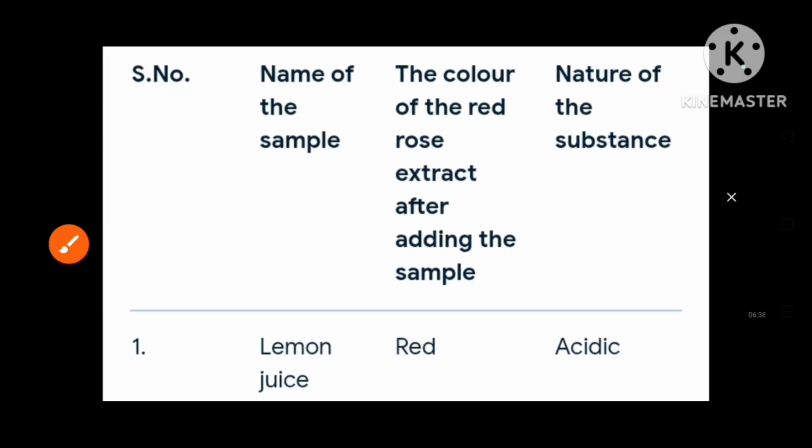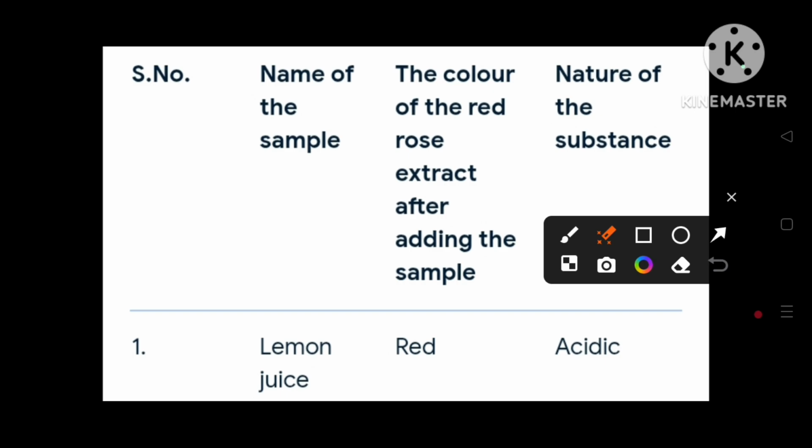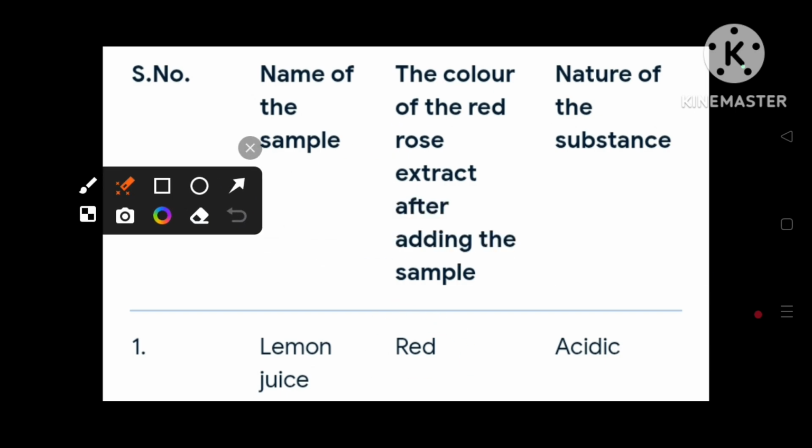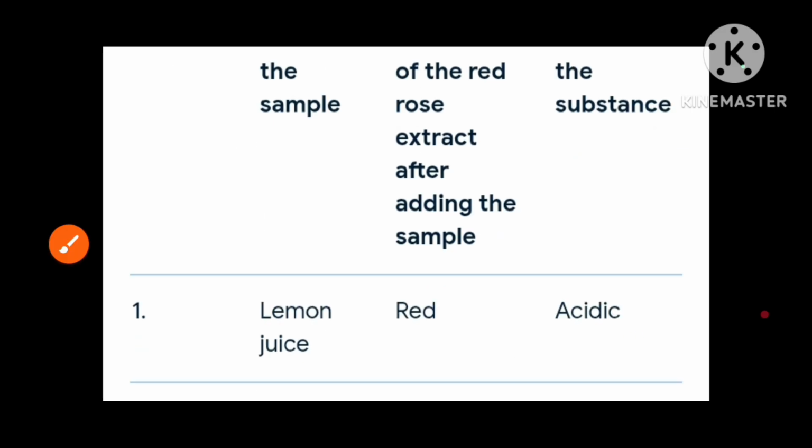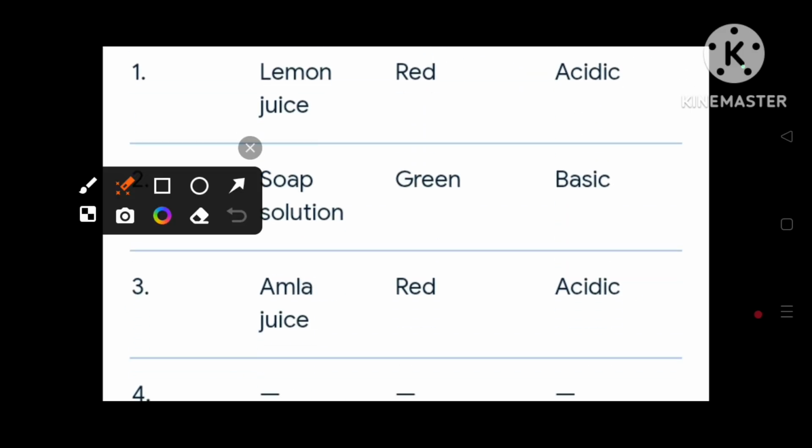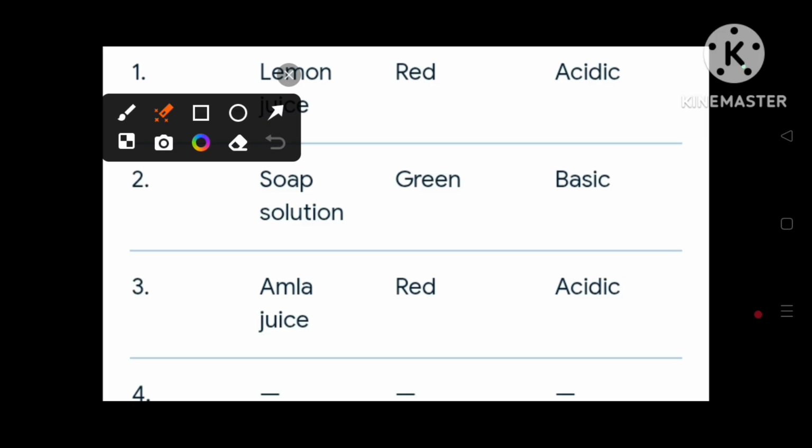First one is lemon juice. The color of the red rose extract after adding the sample turns red, and the nature of the substance is acidic. So lemon juice is acidic. Soap solution: the red rose extract turns green, so it is basic. With amla juice, the red rose extract turns red, so it is acidic. So this is the respective nature of these sample solutions.